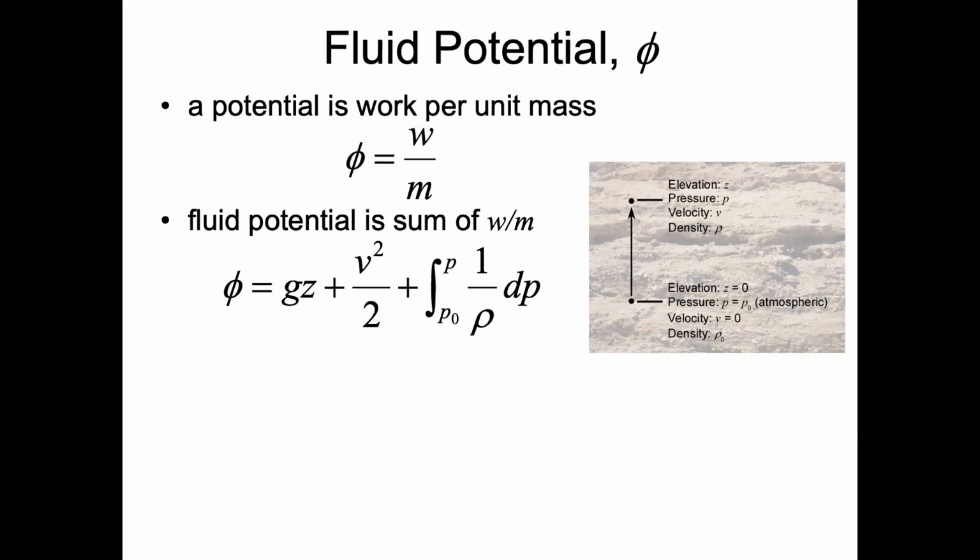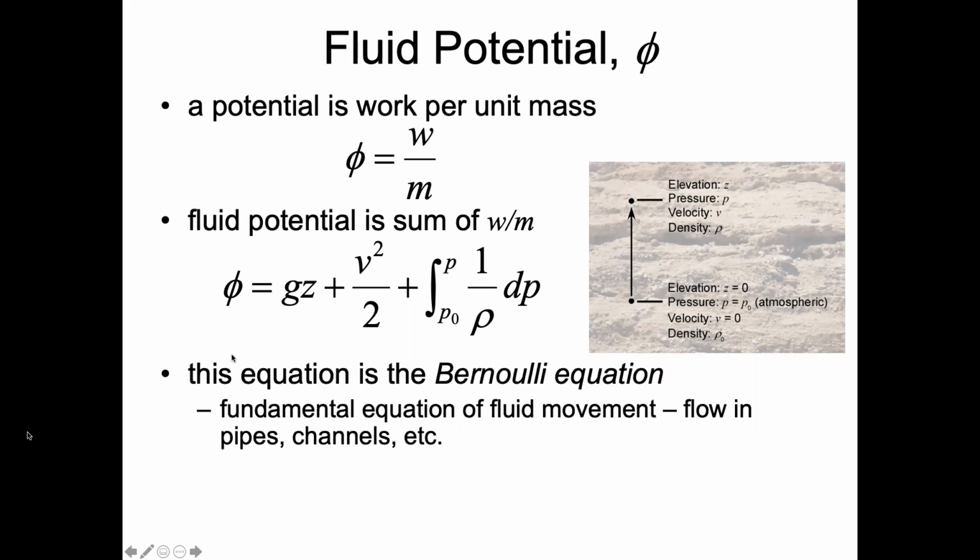A fluid potential is just the sum of the 3 different types of work being done per unit mass. The only thing that's dropped out of here is that each of these terms before had a mass term to it. But if we have all of those mass terms, we can actually begin to remove them, right? So inevitably, what we end up with here is Bernoulli's equation, which is a fundamental equation of movement. So flow in pipes or channels, etc. So that's really what we're taking into consideration.